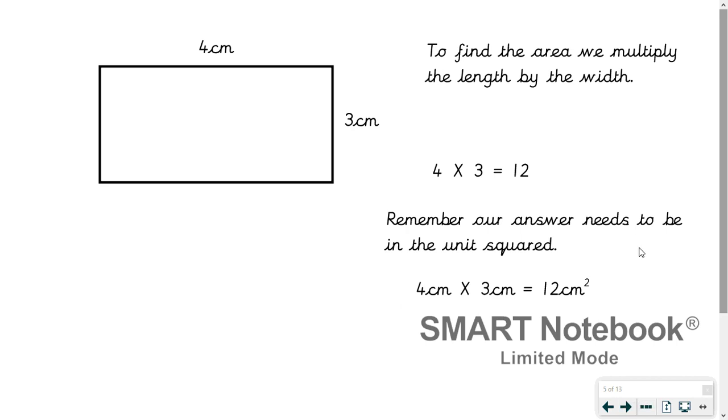So this one, to find the area, we times the length by the width. So the length is 4, the width is 3. So we do 4 times 3, which gives us 12. And then our answer needs to be in centimetres squared. So we write 12 centimetres squared. Times the length by the width. That's what we need to remember today, and you shouldn't go far wrong.